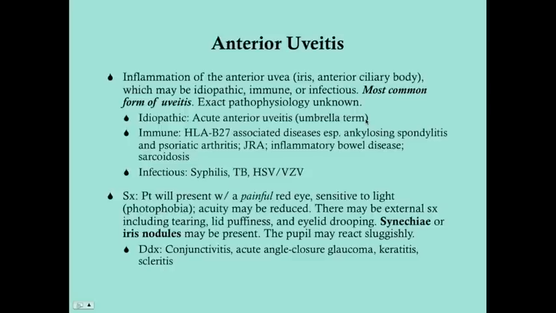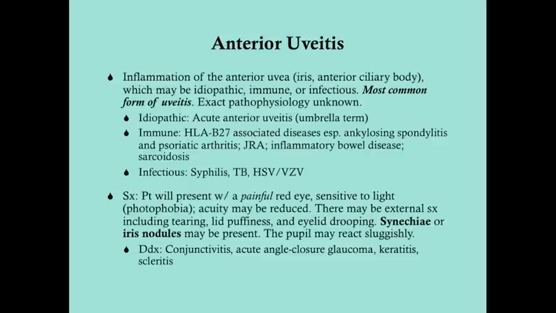Okay, so anterior uveitis I wanted to give the most attention to because this is the most common form of uveitis. This is an inflammation of the anterior uvea, being the iris, and the anterior ciliary body, and this can be, as mentioned, idiopathic, immune, or infectious. It's the most common form of uveitis. The exact pathophysiology is unknown.